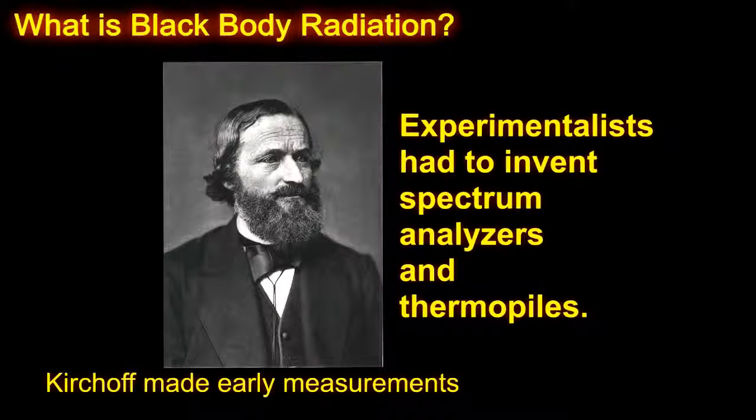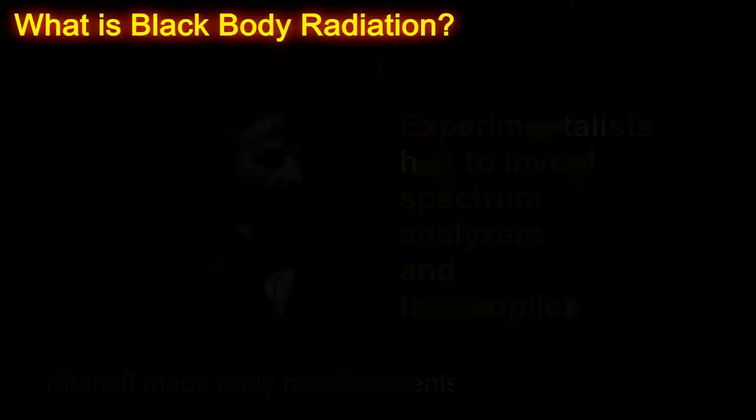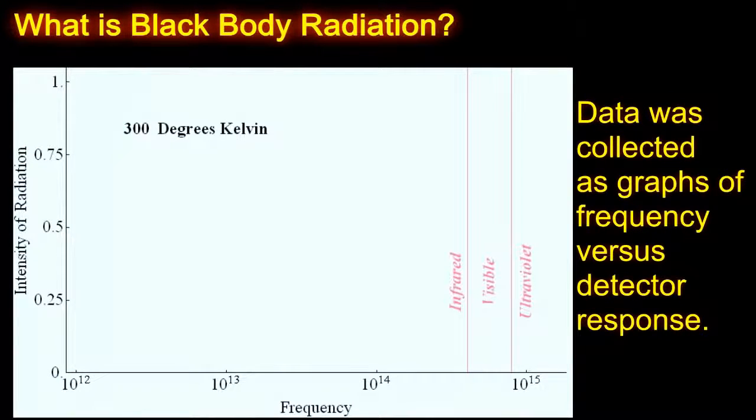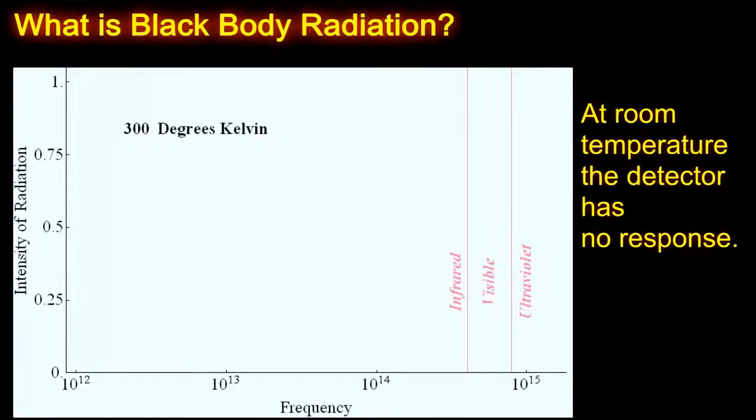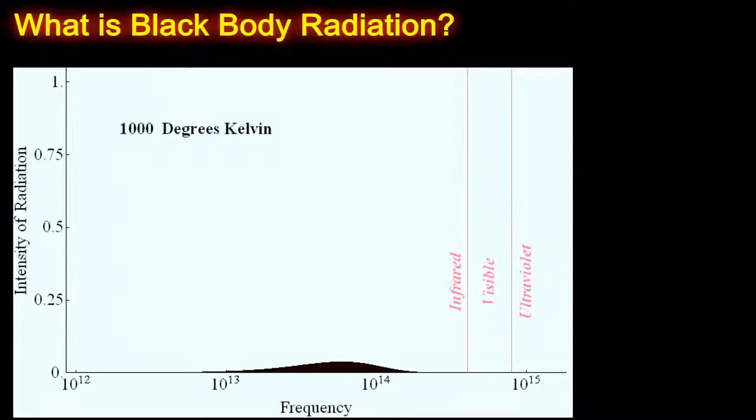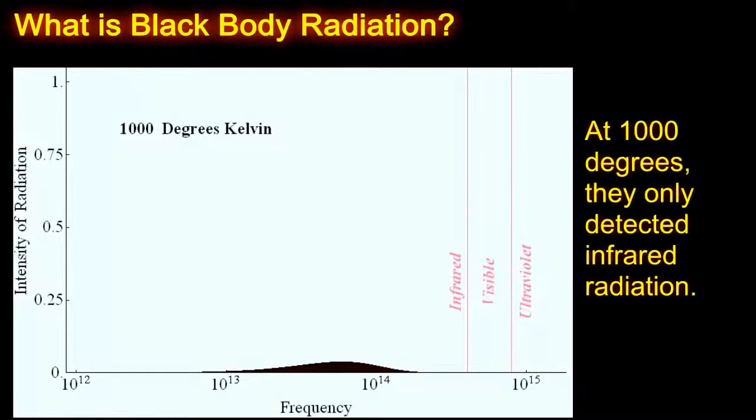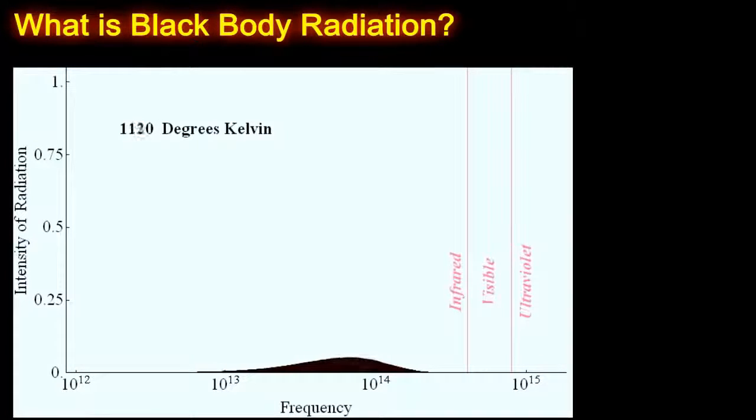Simple measurements of blackbody radiation were first made around 1850. By 1880, experimentalists had figured out how to make full spectral measurements at a variety of temperatures. They plotted their data with frequency on the x-axis and response of their radiation detectors on the y-axis. At room temperature of 300 degrees Kelvin, the detector has no response and the curve looks like this. As they increase the temperature, the detectors began to sense a little bit of infrared radiation. We can't see it, but we can feel it as heat.